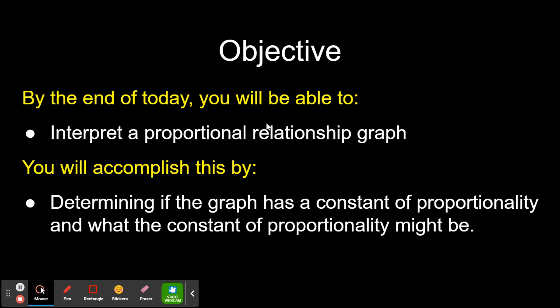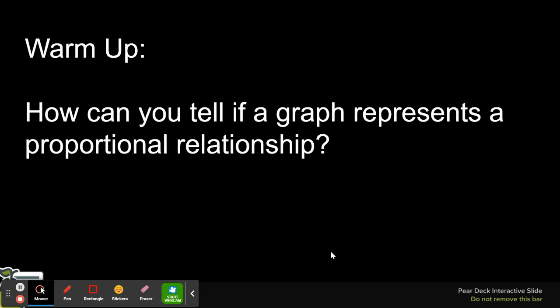So by the end of the day, you'll be able to interpret a proportional relationship graph, and you'll accomplish this by determining if the graph has a constant of proportionality and what that constant of proportionality might be. So how can you tell if a graph represents a proportional relationship? Go ahead and remind yourself, how do we know if a graph represents a proportional relationship?